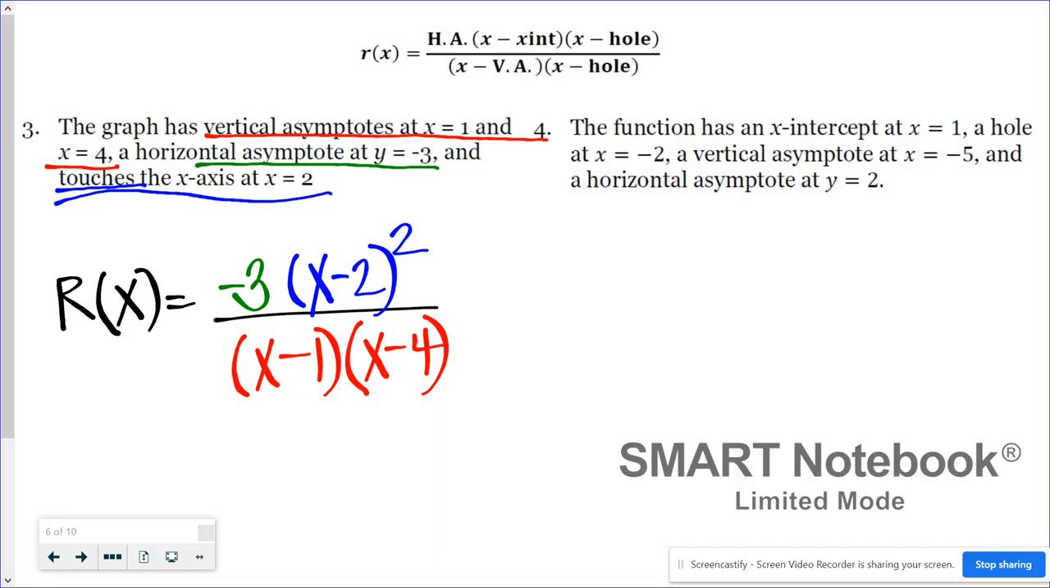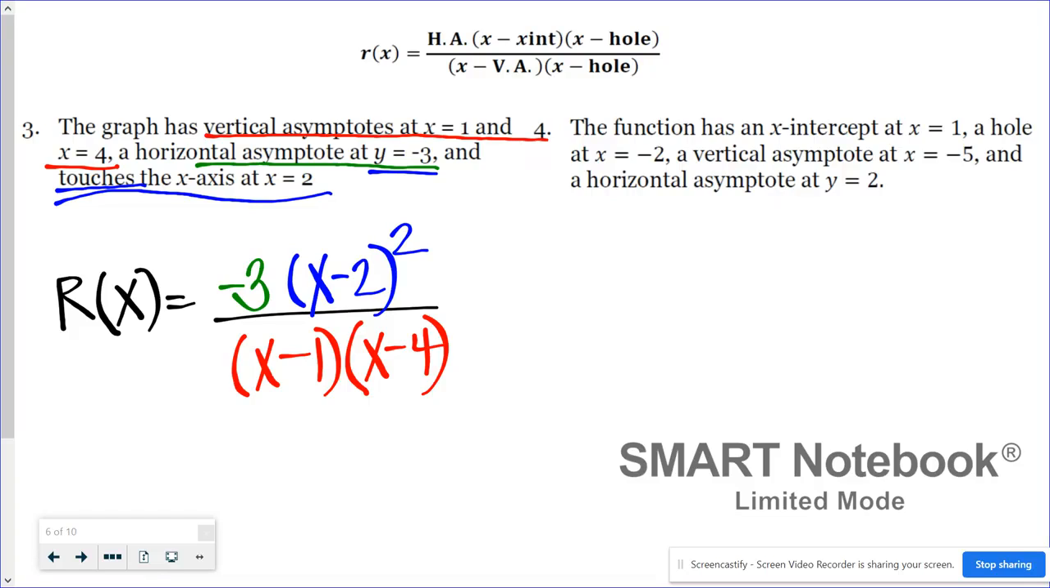So this is everything they described, and I'm just going to do a degree check, because remember, our horizontal asymptote is at y equals -3. So is the degree of the numerator equal to the degree of the denominator? Yes, it is. Our function is perfect.